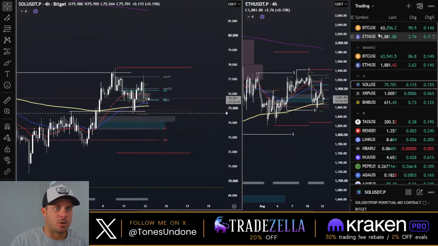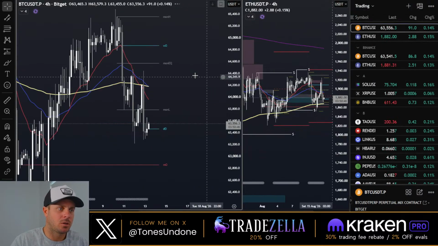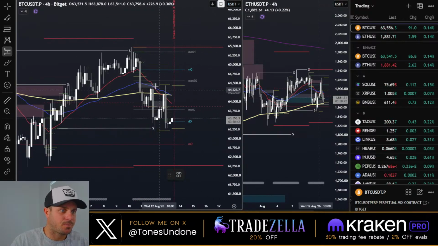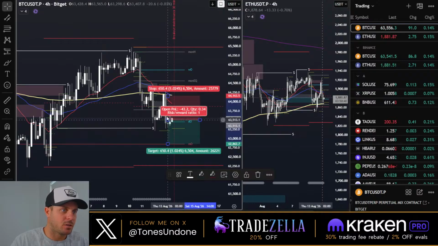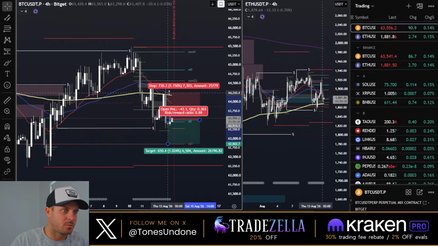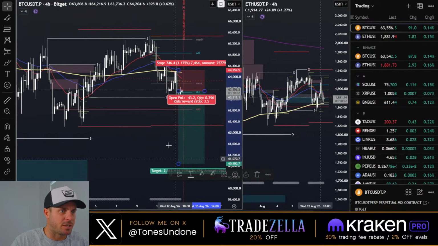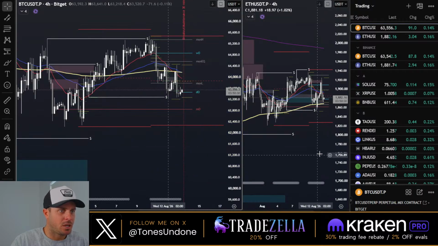But I got out of this trade and I got in on the Bitcoin one of this double retest. So I think I got in around here. My stop loss, I don't know if I've put it here or if I went a bit tighter there, but yeah, playing that higher time frame retest of the 4-hour 200.